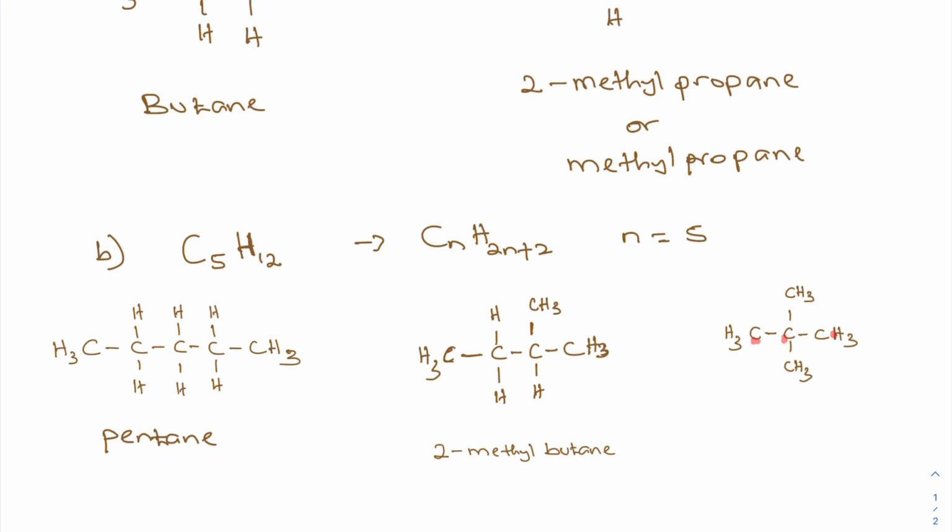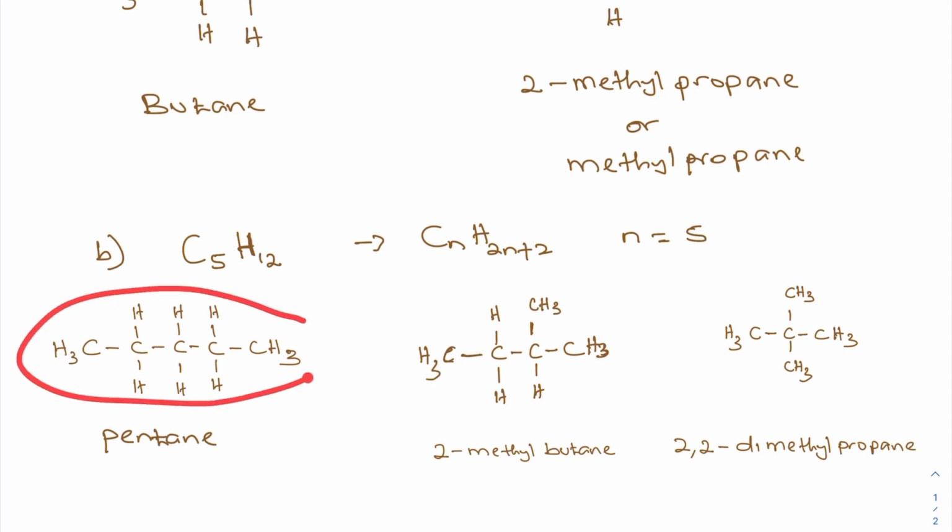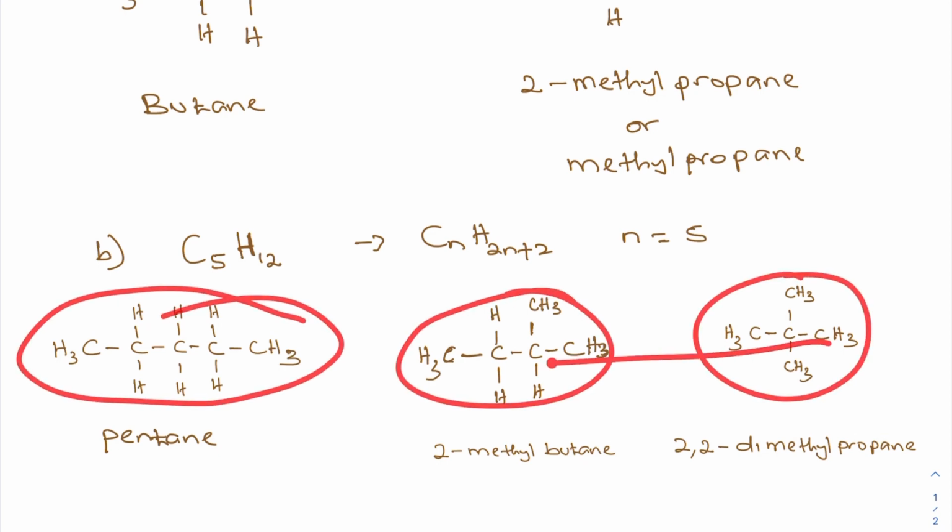What about this one? 1, 2, 3. Or you might do 1, 2, 3. There's no difference. And so this one is 2,2-dimethylpropane. Again, it's the same molecular formula, different structural formula. This is a structural isomer.